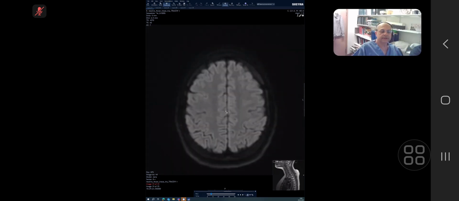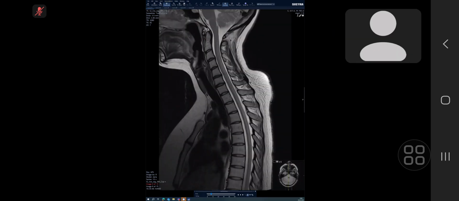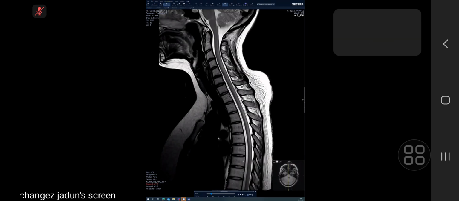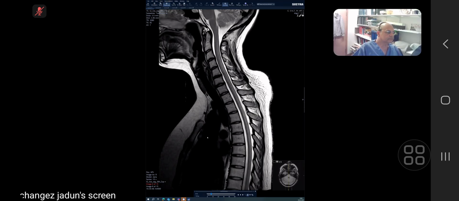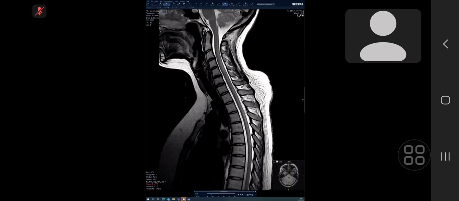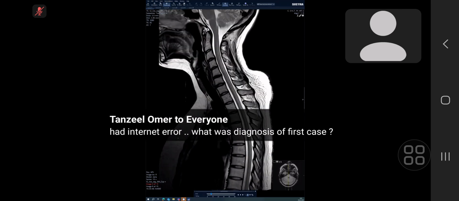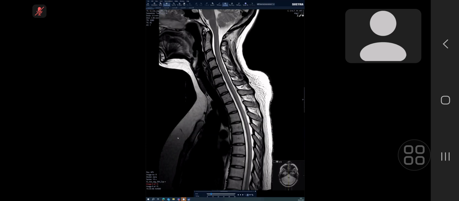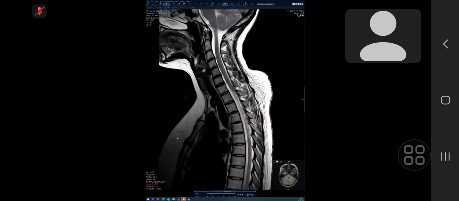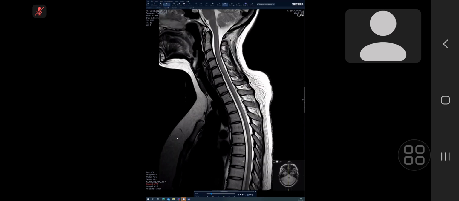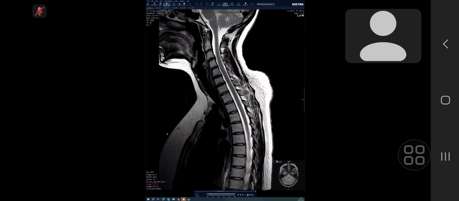So this is your T2. I'm going to change the window for you. Okay, so I've been provided with T2 sagittal sections of the cervical spine of this patient, and I can see long segment T2 hyperintensity spanning the cervicodorsal cord, from the level of C2 vertebra till the upper dorsal levels. And with this, I'd like to correlate this with the axial T2 sections as well.